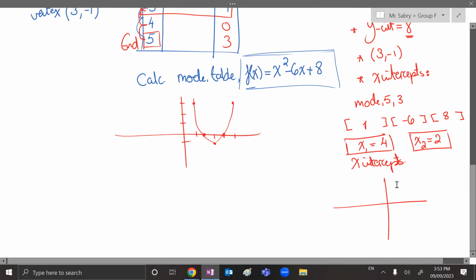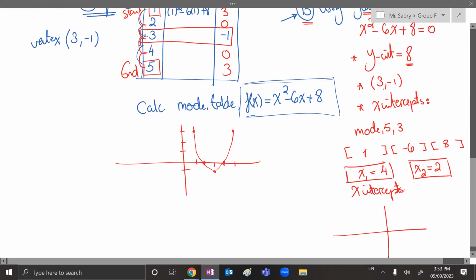Okay. So I'll start with the y-intercept. Where is the y-intercept? Positive 8. So I'll go up at positive 8. 1, 2, 3, 4, 5, 6, 7, 8. Here's the point now.